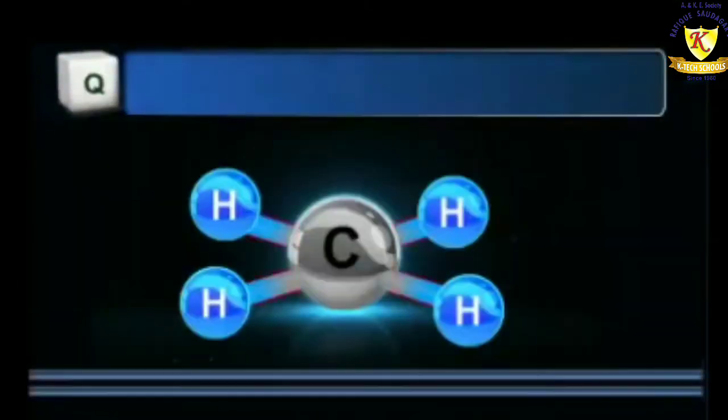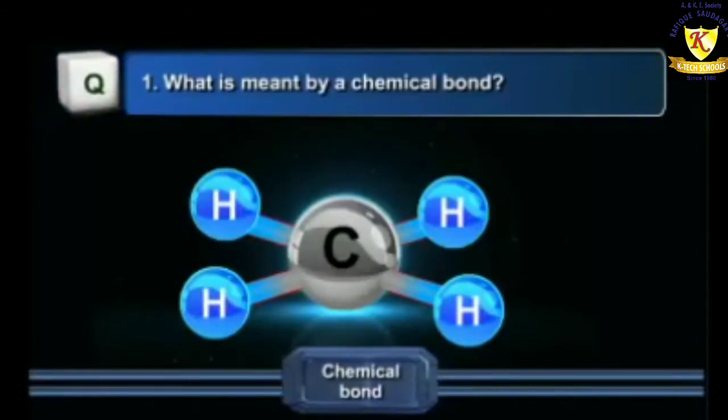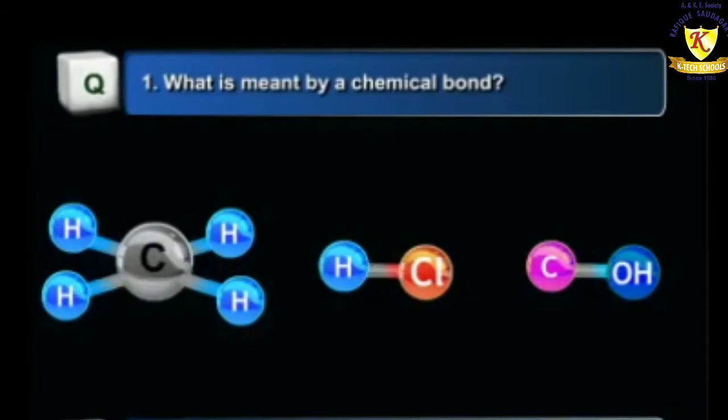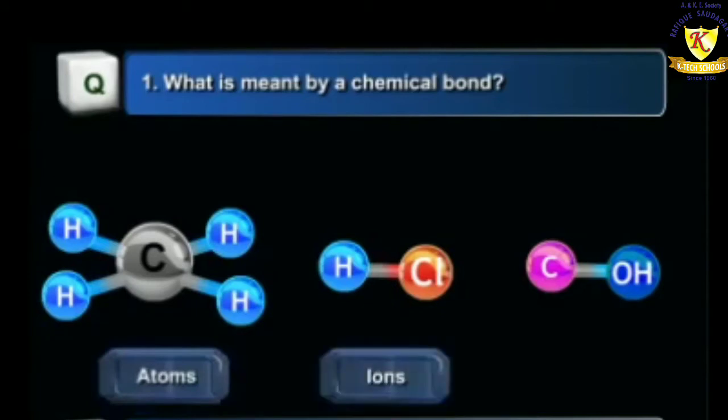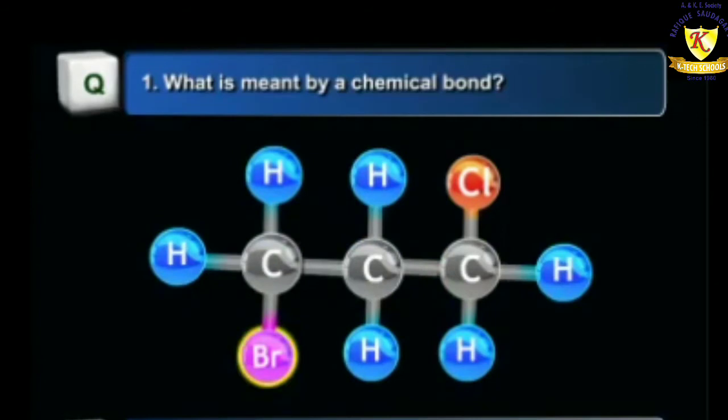Can you tell, children, what is meant by a chemical bond? A chemical bond is an attraction force between atoms, ions, or molecules that allows the formation of various chemical compounds which contain two or more atoms.